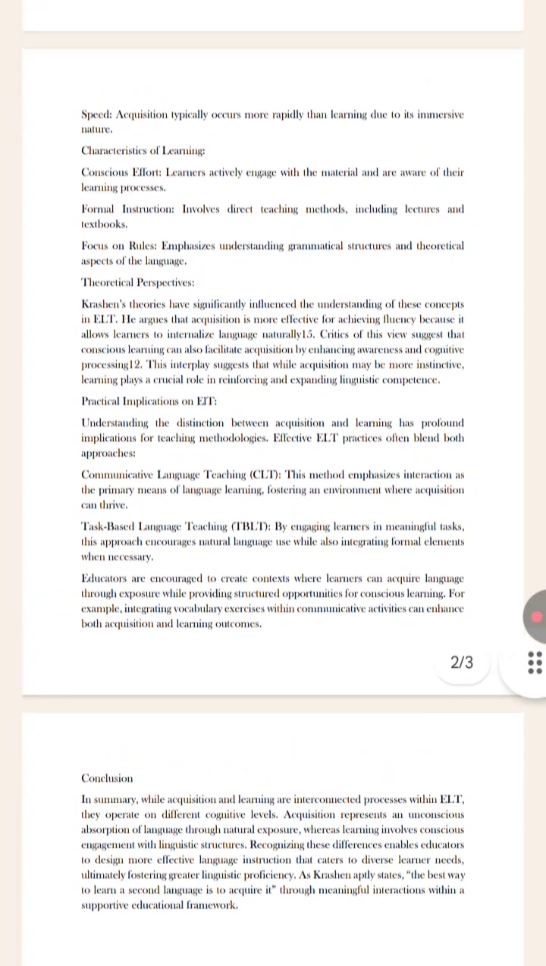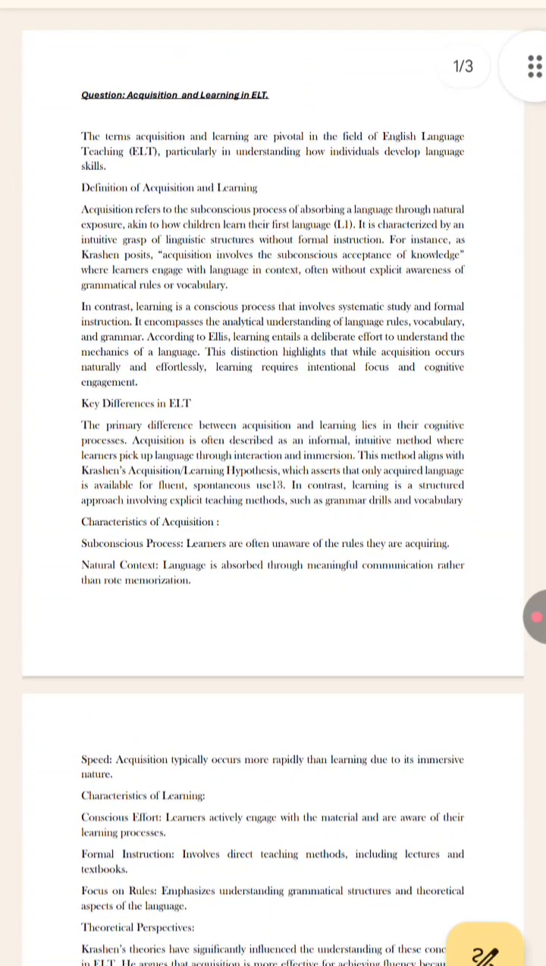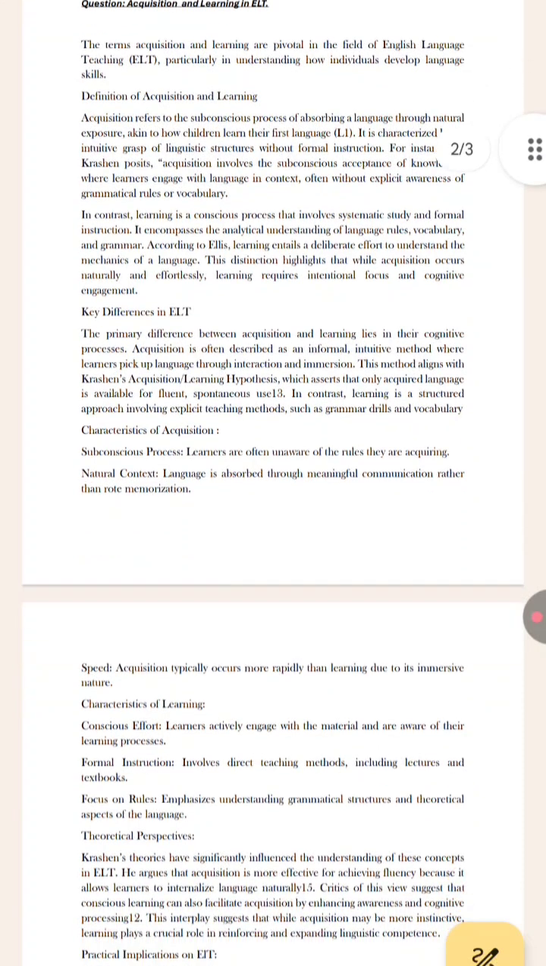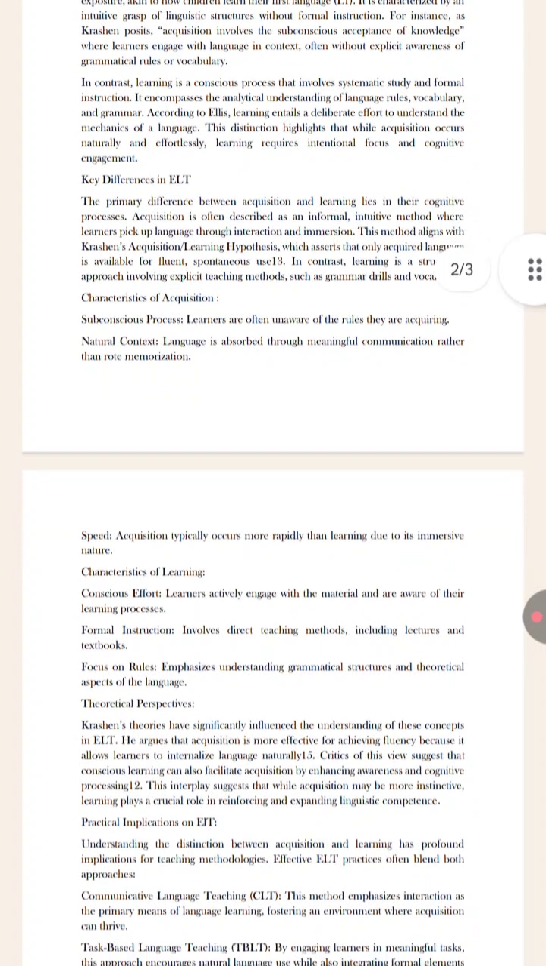So I think we have completed the whole paper of ELT. You can go through all the PDFs that are available in our group. You can check the link of our group in the comment section and you will get the PDF. And I think your questions will come from this, and it is quite sure because this is all based on the previous year papers that the university has asked.